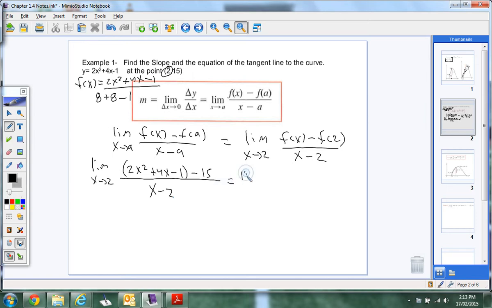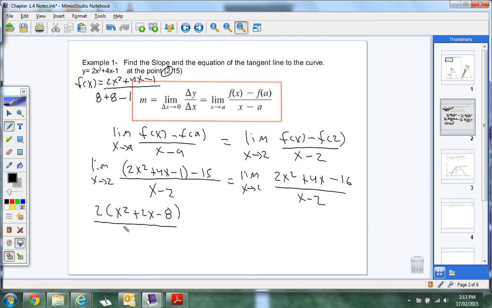So we're going to go limit x approaches 2, 2x squared plus 4x minus 16 all over x minus 2. What would you want to try next? Yeah, let's factor the top. We'll take a 2 out first. We can GCF. Okay, I'm not going to write the limit stuff right now. We're just going to do the work first. That gives me x squared plus 2x minus 8 over x minus 2.